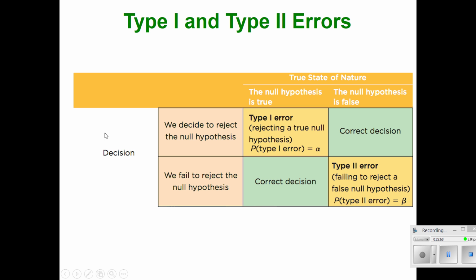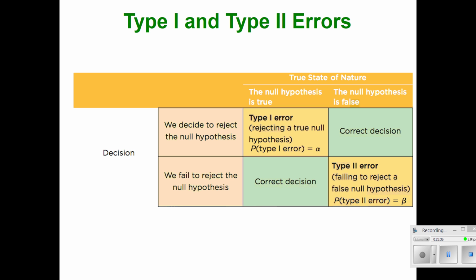Then this little chart shows us type 1 error and type 2 error. So if you decide to reject the null hypothesis and the null hypothesis is actually true, that would be a mistake called a type 1 error. However, if you're rejecting the null hypothesis and the null hypothesis was false, that's a correct decision. Now we typically don't know if we're making a type 1 error or not. That's the whole point. This is all about probabilities, likelihoods. So we're just guessing, really.